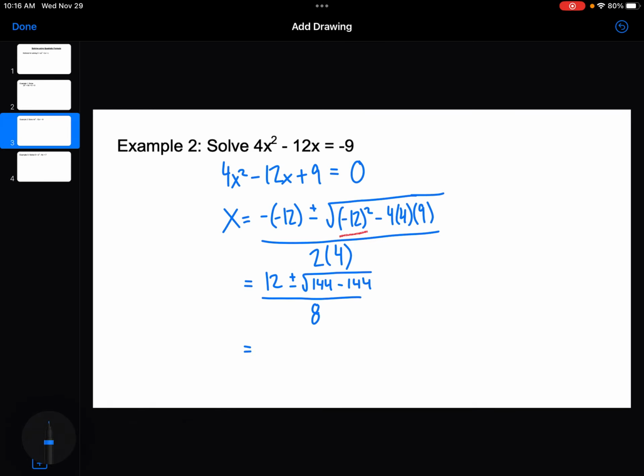Well, 144 minus 144 is just going to give me 0. So we have 12 plus or minus the square root of 0 over 8. The square root of 0 is 0, so plus or minus 0 doesn't change anything. Here our answer would just be x equals 12 over 8. We can reduce that, dividing both by 4, and we get 3 over 2. You probably could have factored that one as well.